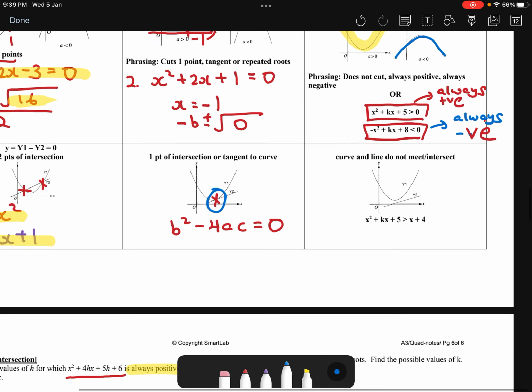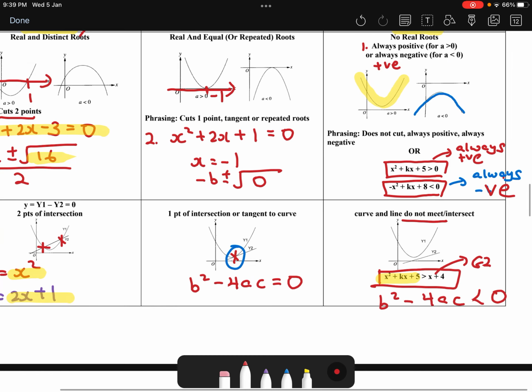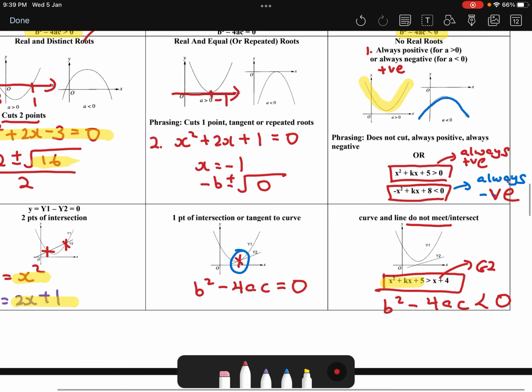Then if I have case number 3 where two graphs do not intersect, they can phrase it as do not meet or do not intersect, or they can phrase it in such a manner. It's the same thing. The left hand side is your graph number 1, the right hand side is your graph number 2. If they do not intersect, it means that whatever is inside your square root, b squared minus 4ac, must be negative. This is the same thing as the first video that you have watched, just that now it is not so straightforward, as it corresponds to two graphs intersecting.